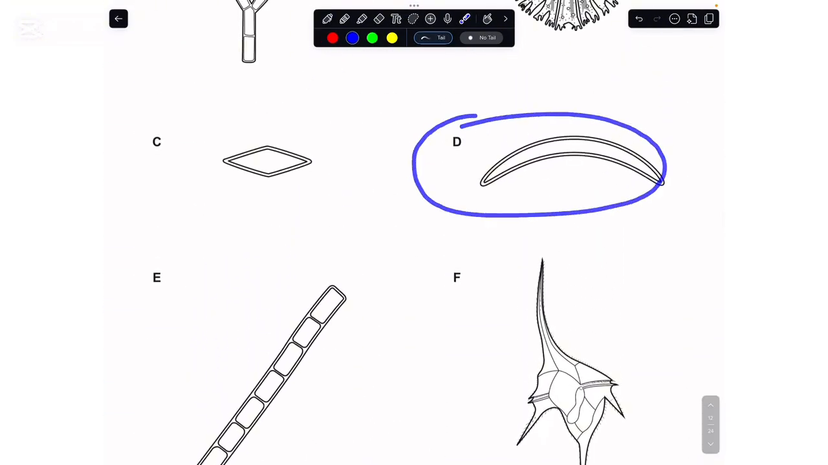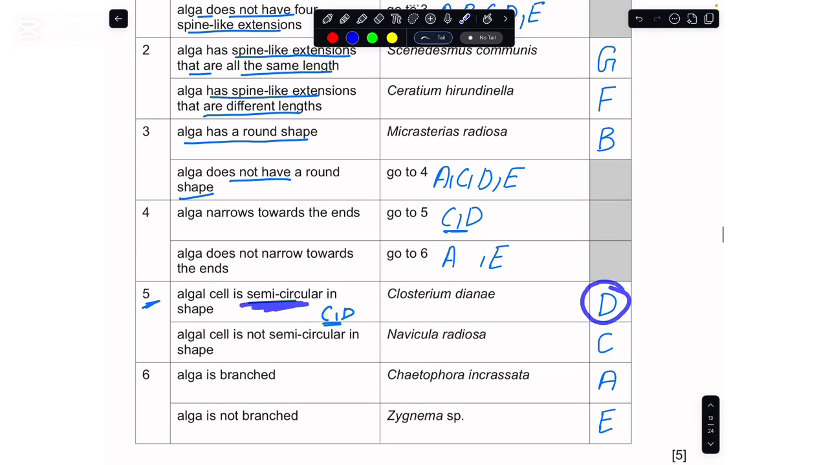And when he is saying that the algae cell is not semicircular in shape, so the other choice with us is C. So we are done with doing C and D for this 5. Now the only issue left is with the letters A and E, and for that we are supposed to be going to the sixth point.